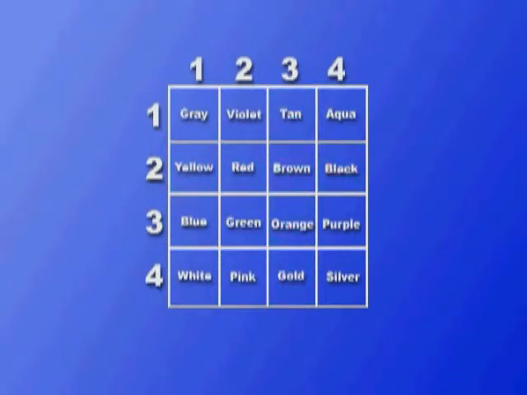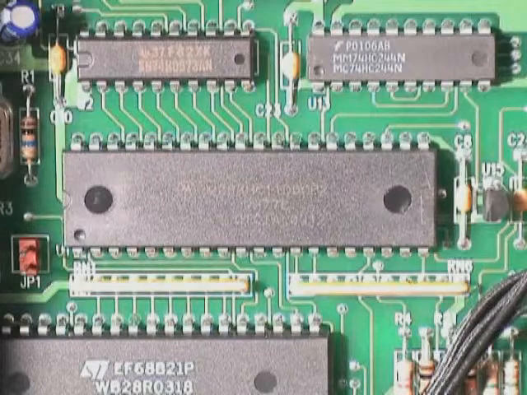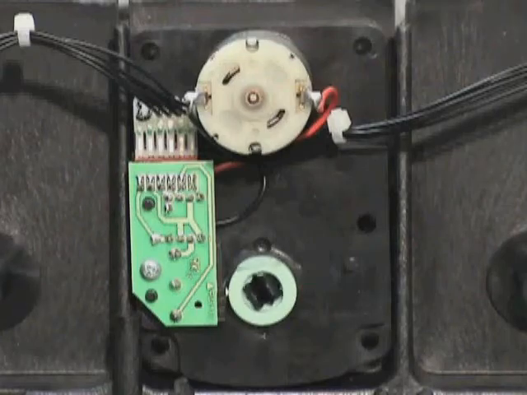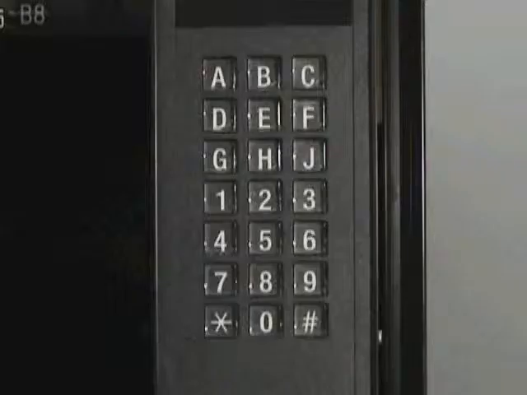Notice the table has 16 colors, but only 8 lines, 4 rows and 4 columns. By using the same principle, the microcomputer can use 2 signals, one row and one column, to turn on a display, operate a motor, or read a switch. All Crane Merchandising Systems merchandisers use a switch matrix to determine selections.